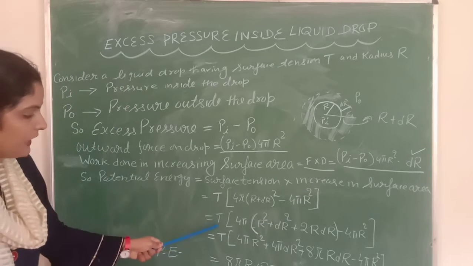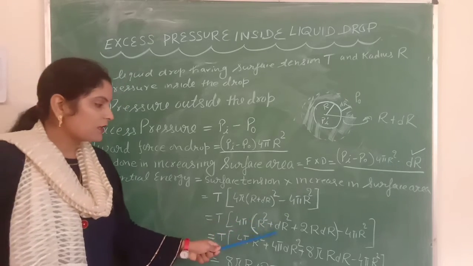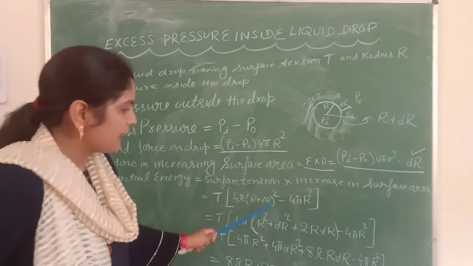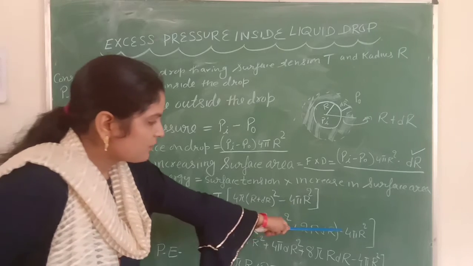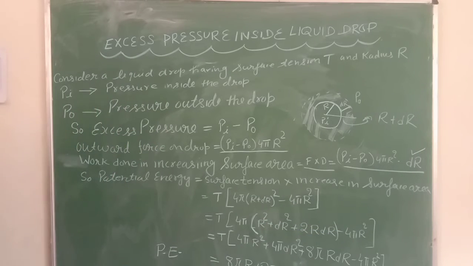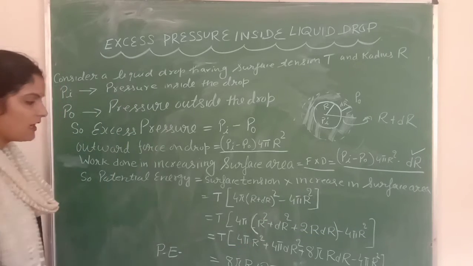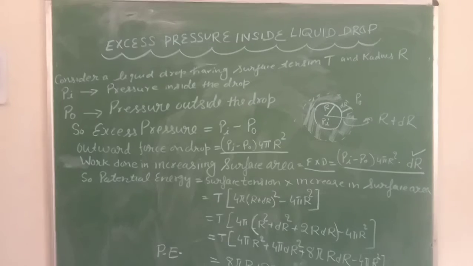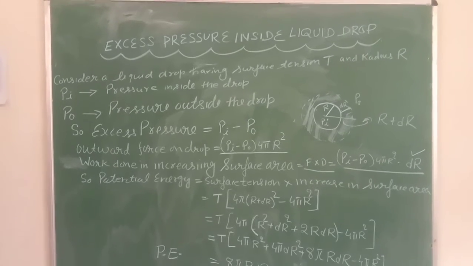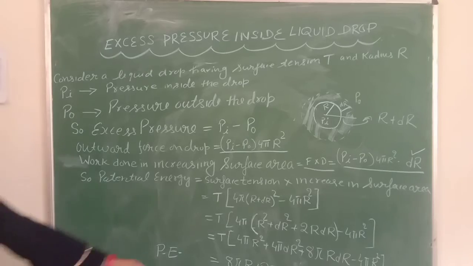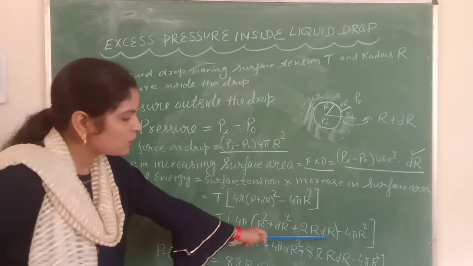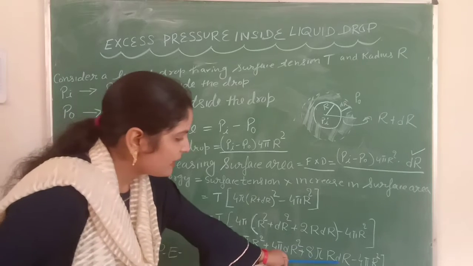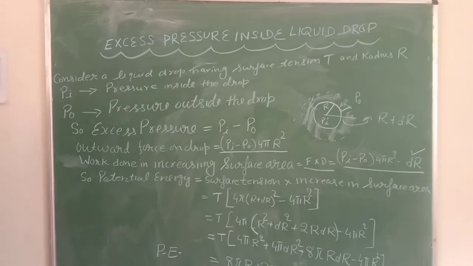Now T times 4 pi, R square plus dr square plus 2R dr. I have just applied one formula, (A plus B) whole square, minus 4 pi R square. Open these brackets: 4 pi r square plus 4 pi dr square plus, now multiplying this 4 pi by 2r dr, it will be 8 pi r dr, minus 4 pi r square.